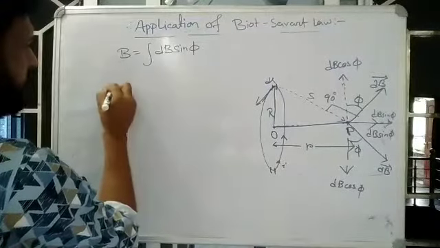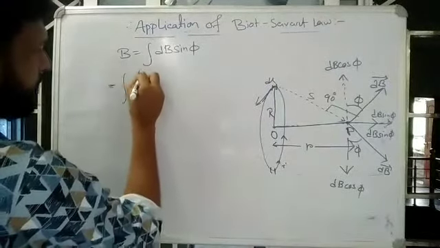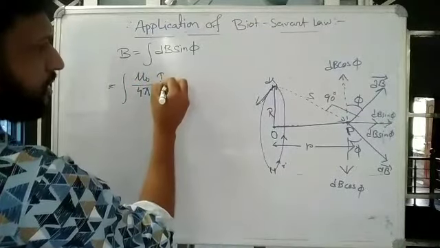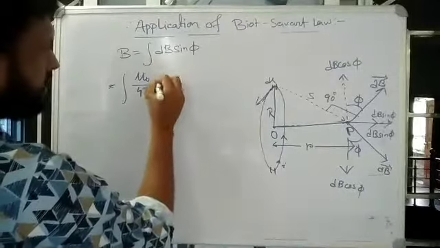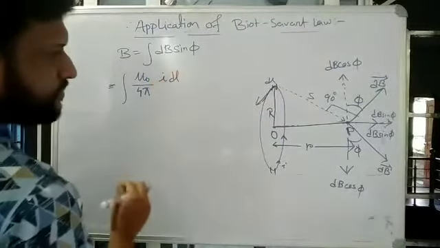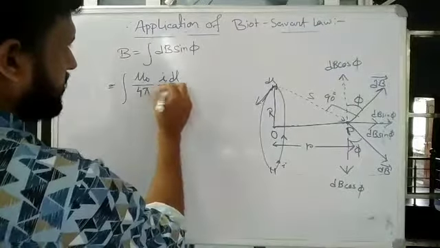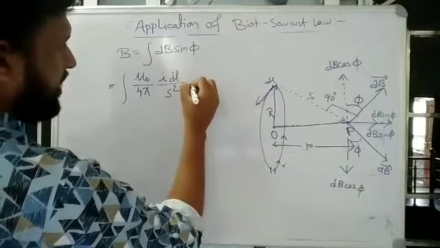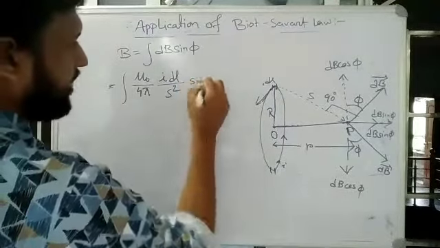We found the value of dB earlier. If you remember, mu 0 by 4 pi I dl sin phi by s square. Now, sin phi, let me write sin phi.